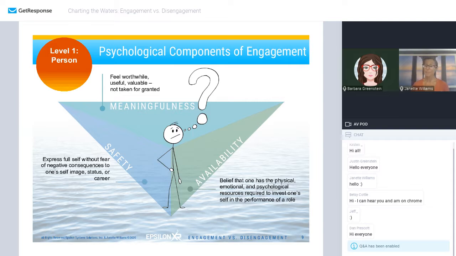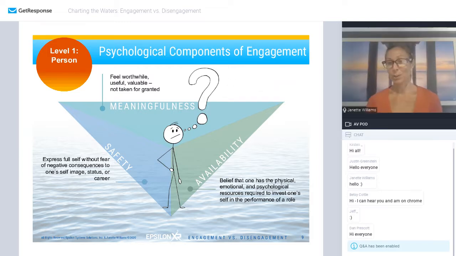The first one is meaningfulness, and that's the psychological meaningfulness that you feel worthwhile, useful in your job, that you're valuable and you're not taken for granted. The second one is psychological availability, and that is one's belief that they have the physical, emotional, and psychological resources that they can invest in their job. So think of it as a bilateral agreement between the individual and the organization, being able to really connect on that level to invest your full self. And then the safety part, you've probably heard about psychological safety.